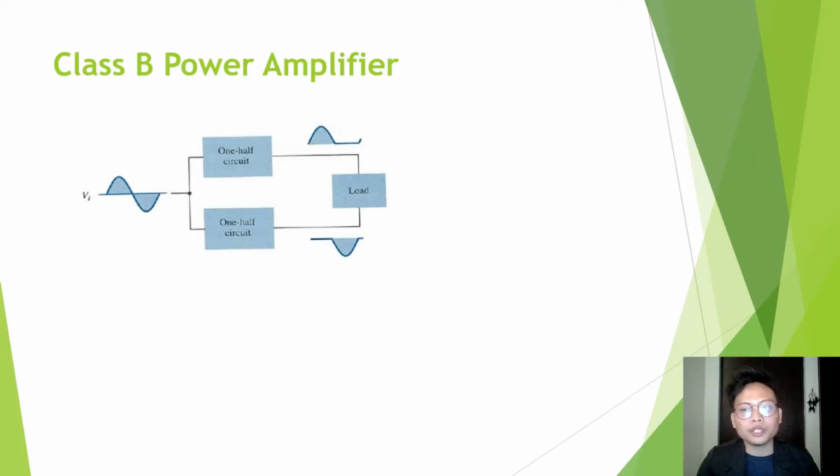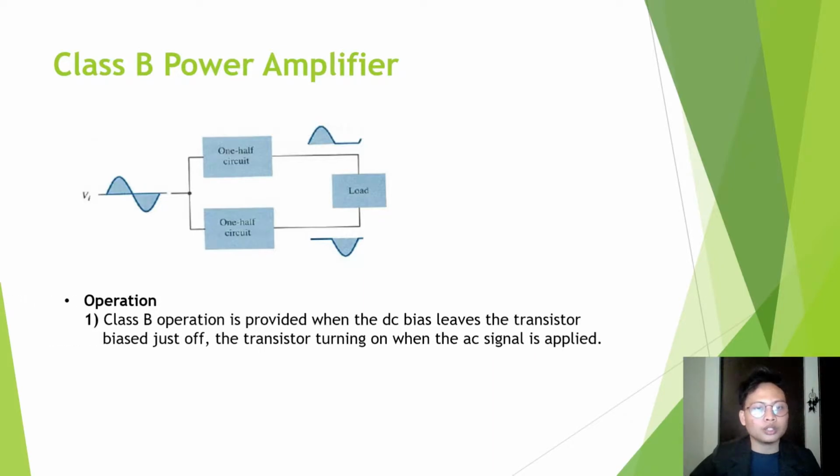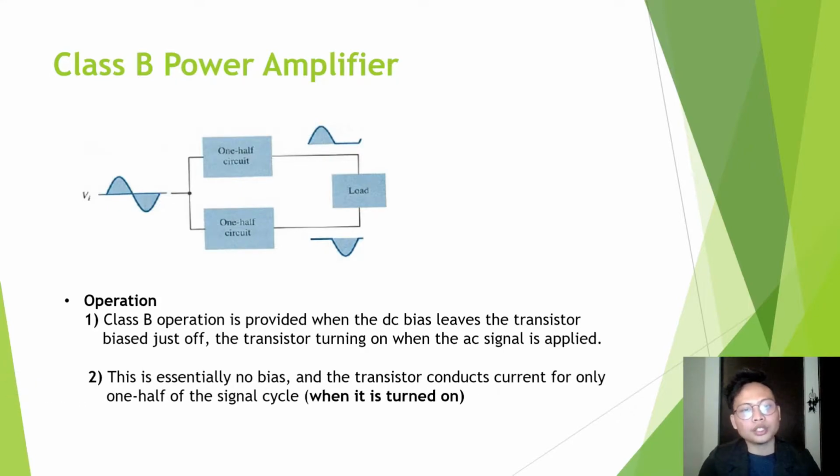Class B power amplifiers are operated by two transistors, which are NPN and PNP. This is a block diagram of the class B power amplifier. The operation of the class B power amplifier: Class B operation is provided when the DC bias is left such that the transistor is just off. The transistor turns on when the AC signal is applied. This is essentially no bias, and the transistor conducts current for only one half of the signal cycle.